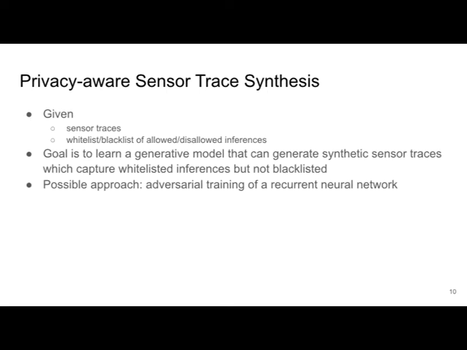So there is some work out there, and the idea here would be to maybe use Mustafa's work as a starting point and introduce this blacklist, whitelist. The goal would be that the sensor trace that you're synthesizing would be one which is preserving the statistics of the whitelisted inferences, but is confusing the recipient about the blacklisted one.